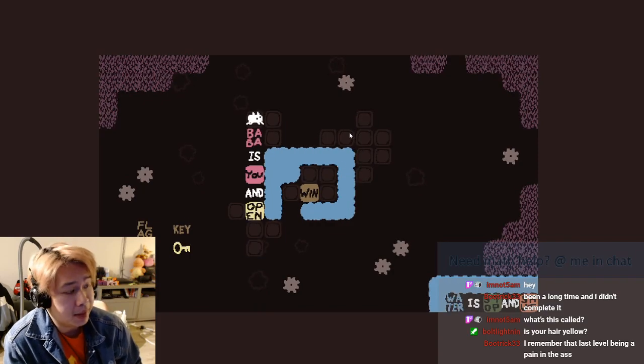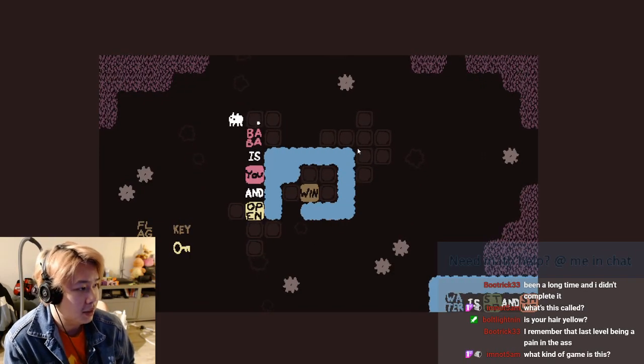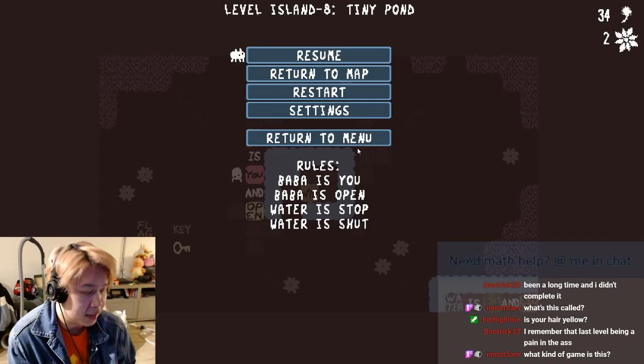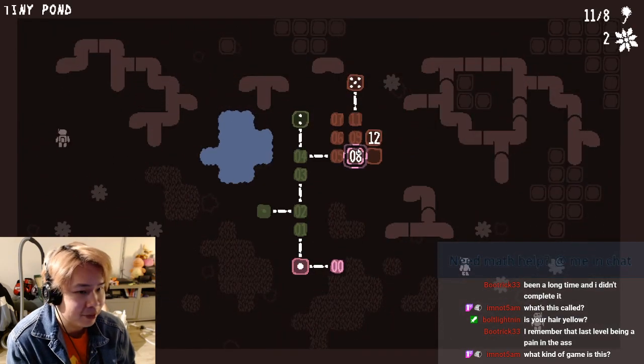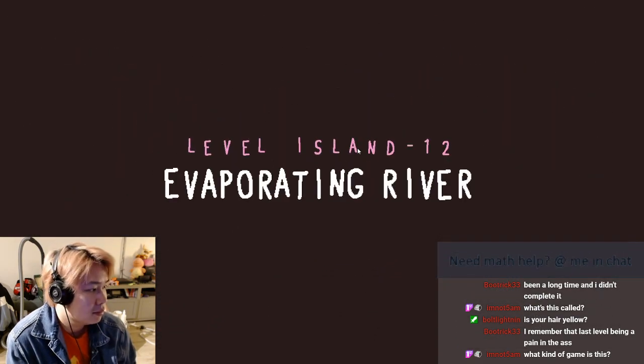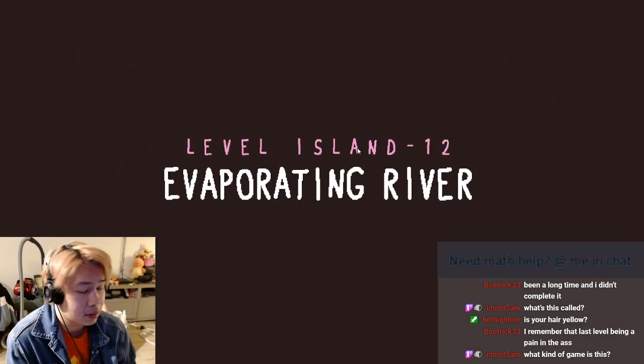So here's my thought process for this one, right? We need to push the win. It's a puzzle game. Here, I can probably better demonstrate puzzles with maybe a fresh one. Evaporating river.